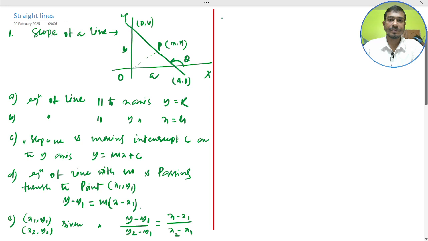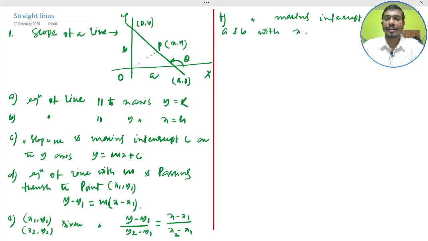Next, the equation of a line making intercepts a and b with the x and y axes becomes x divided by a plus y divided by b equal to 1.